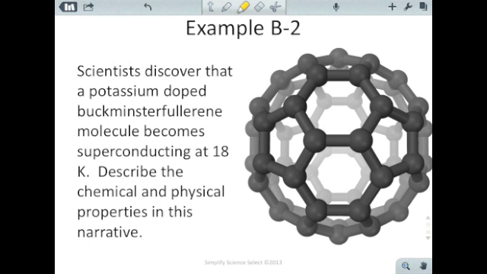Example B2. It says scientists discovered that a potassium-doped Buckminster-Fuller molecule becomes superconducting at 18 degrees Kelvin. Describe the chemical and physical properties in this narrative. Whenever we're describing this, there are some things to pay attention to. It's superconducting. It gives us a temperature, 18 degrees. Those are some things that we need to focus on when you write your answer.